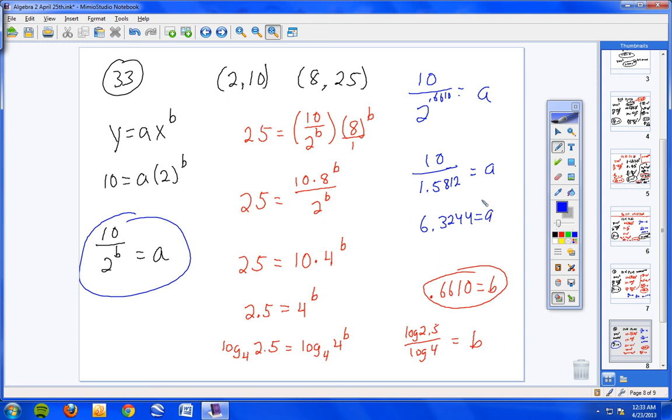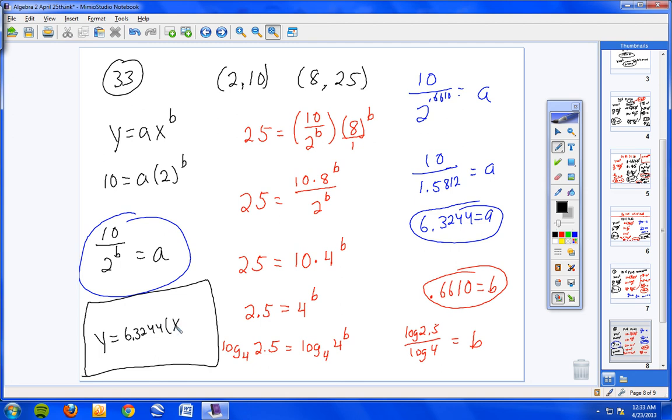6.3244 equals a. So there's your a, there's your b. I'm going to write the model right down here. The model would be y equals 6.3244 x in parentheses to the 0.6610 power.